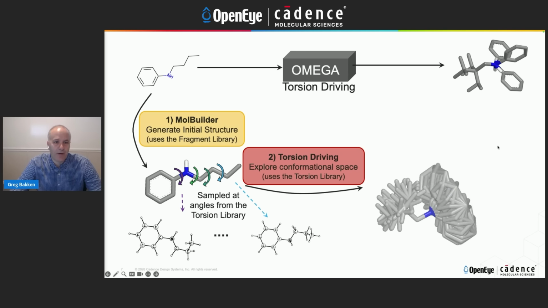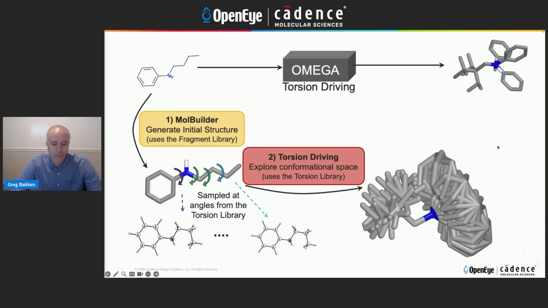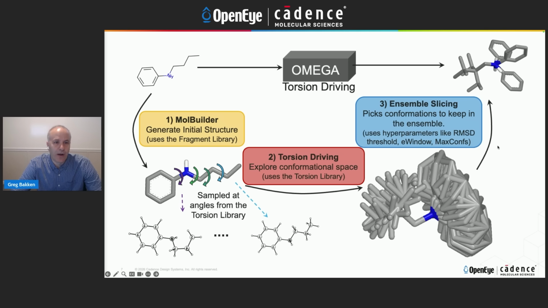And then we have to think about which of those conformations we want to keep in the final ensemble. So we want to slice that ensemble and choose which conformations we think are most important to keep. And that's going to depend on the application for which you're generating the ensemble. So there are a series of hyperparameters available, looking at energy windows, the maximum number of conformers you want, how similar the conformations are. And the user can control this to dictate what sort of ensemble they're going to generate.